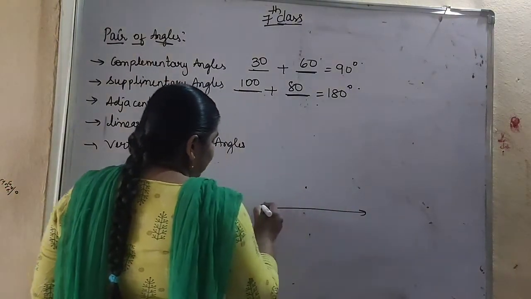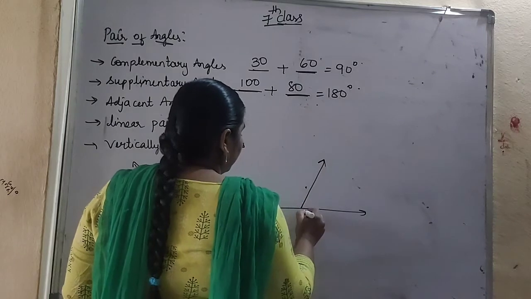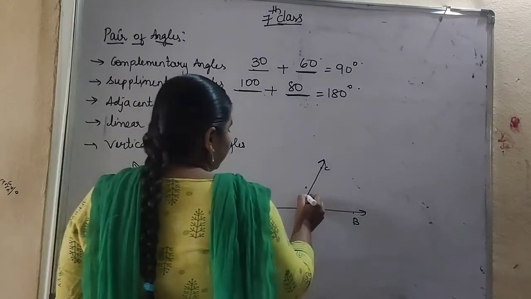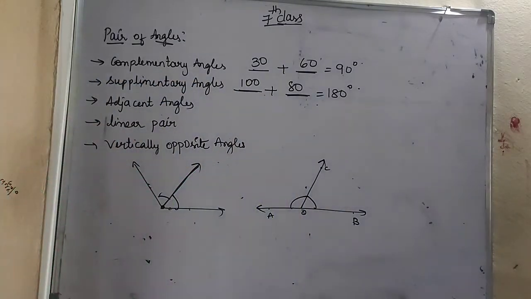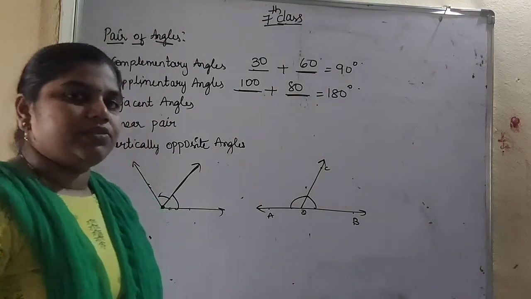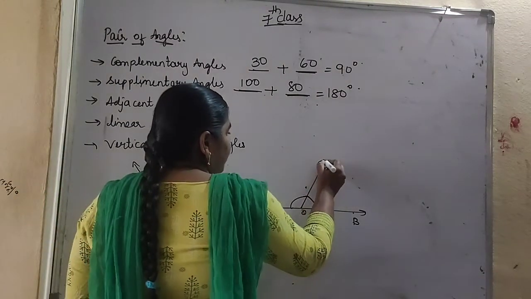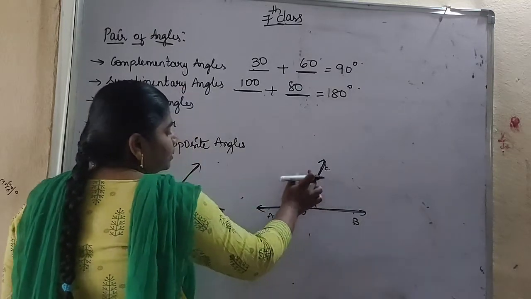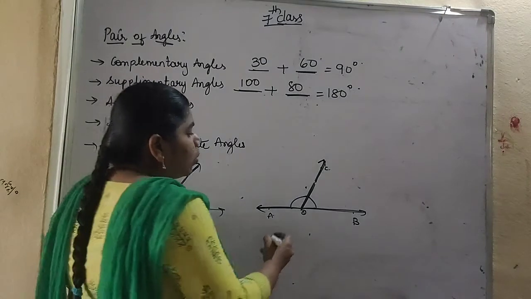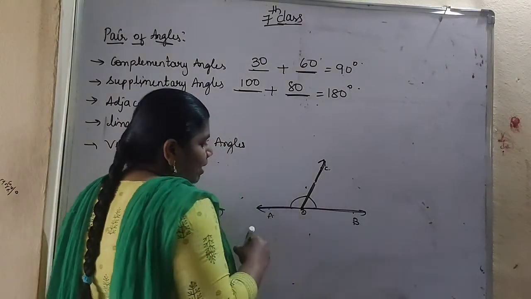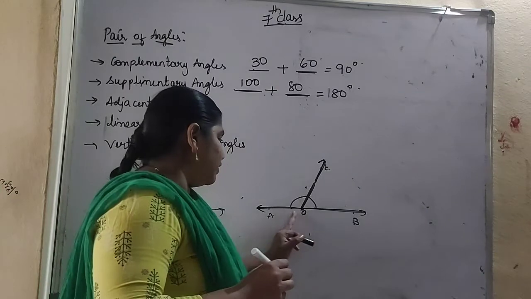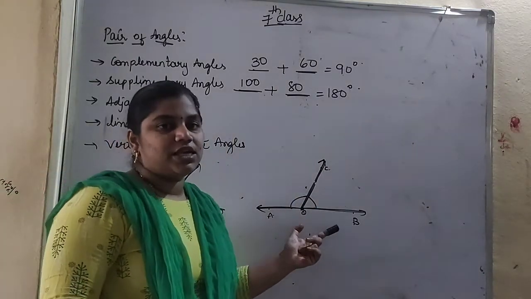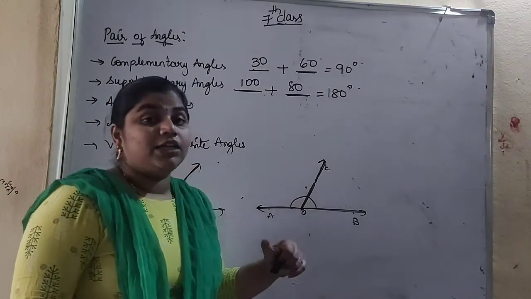Suppose I am taking one more example. This is O, this is A, B and this is C. And here two angles are there. So now, can we call this an adjacent angle? Yes, we can call it an adjacent angle because this OC is a common arm for both the rays. For these two rays, this OC is a common ray and also it is having a common vertex, that is O. So for these three rays, this O is a common vertex. So we can call these two angles adjacent angles.